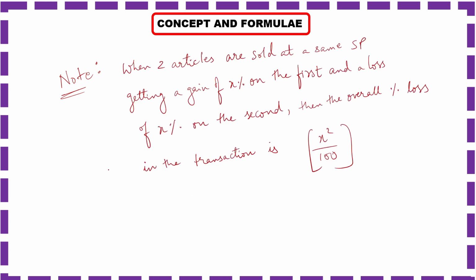So we have to make a special note here. When two articles are sold at the same selling price, and we get a gain of X% on selling the first article, and a loss of X% on the second, see, the percentage profit and the percentage loss are both the same, X and X, then the overall percentage loss in the transaction is X square by 100. We will take an example and apply this formula.